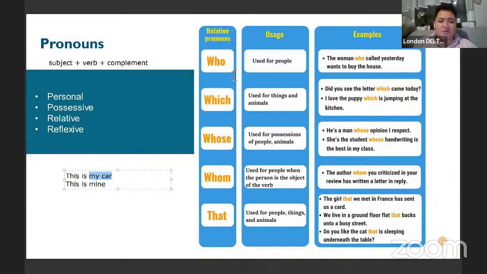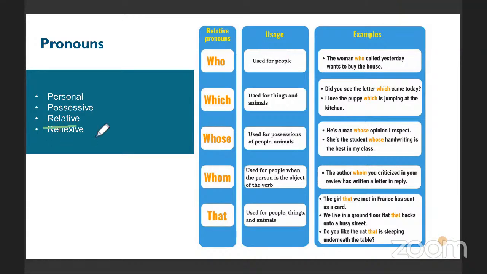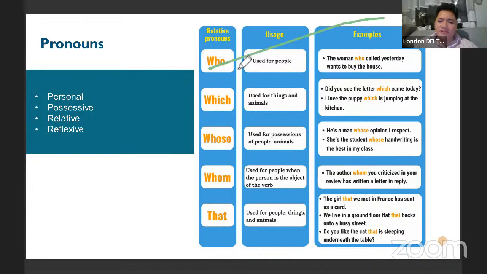Okay, very well. Those are the possessives. What are the relative pronouns? Which. That. Exactly. We have them here, right? These are the relative pronouns that we use in relative clauses. Very well. Who, which, whose, whom, that. Here you have the examples. The woman who called yesterday wants to buy the house.